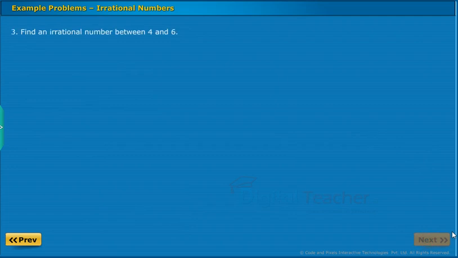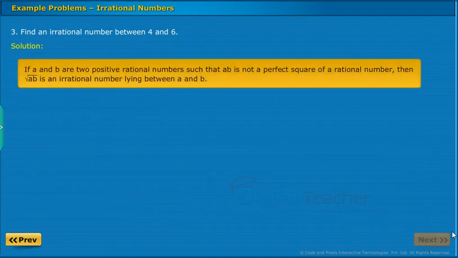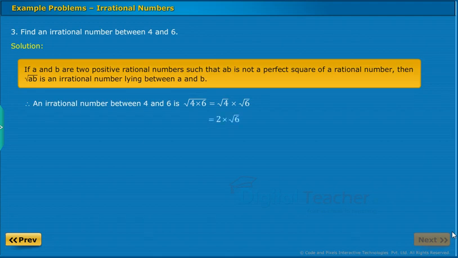Find an irrational number between 4 and 6. Solution. If a and b are two positive rational numbers such that ab is not a perfect square of a rational number, then root ab is an irrational number lying between a and b. Therefore, an irrational number between 4 and 6 is root of 4 into 6. By solving further, we obtain it as 2 root 6.